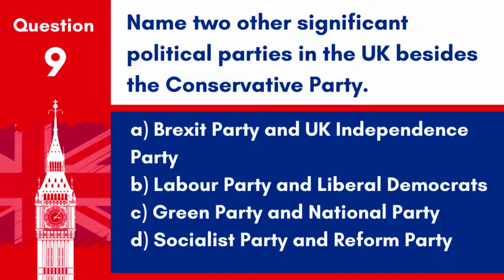Question 9. Name 2 other significant political parties in the UK besides the Conservative Party. A. Brexit Party and UK Independence Party. B. Labour Party and Liberal Democrats. C. Green Party and National Party. D. Socialist Party and Reform Party. Answer B. Labour Party and Liberal Democrats. Two other significant political parties in the UK are the Labour Party and the Liberal Democrats.